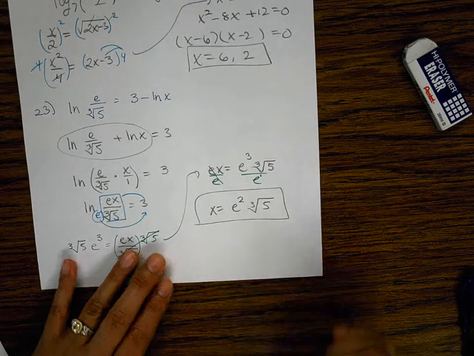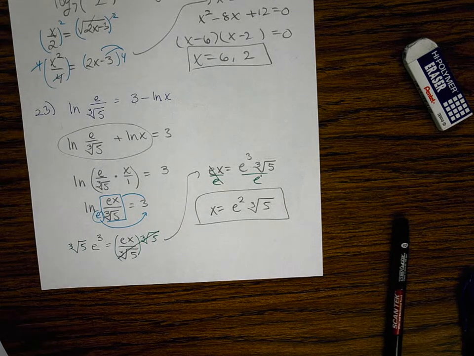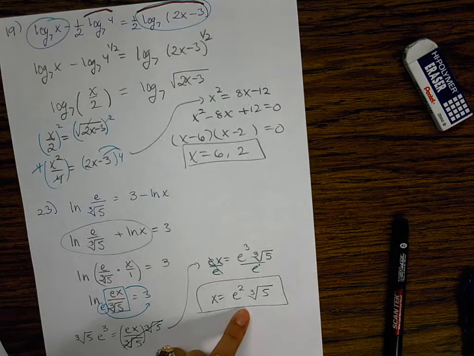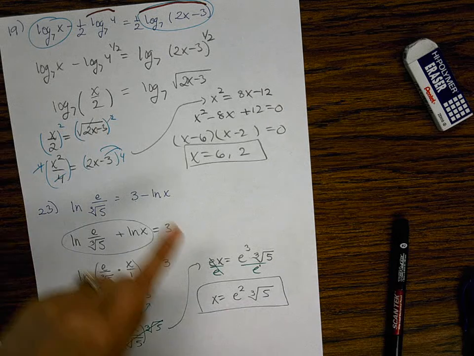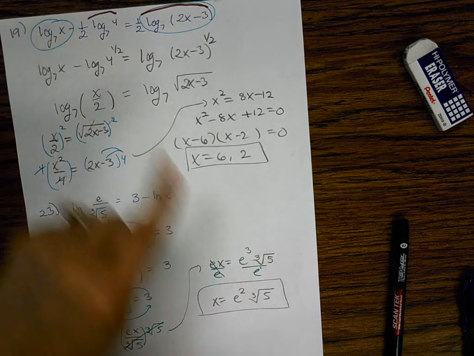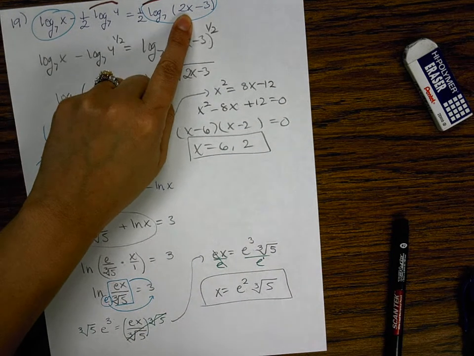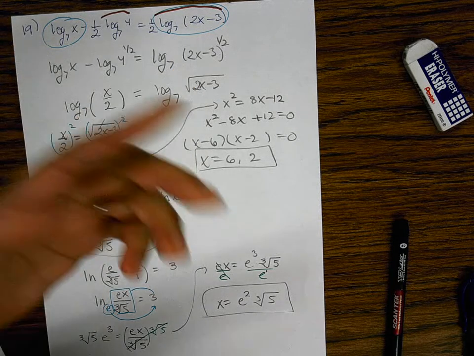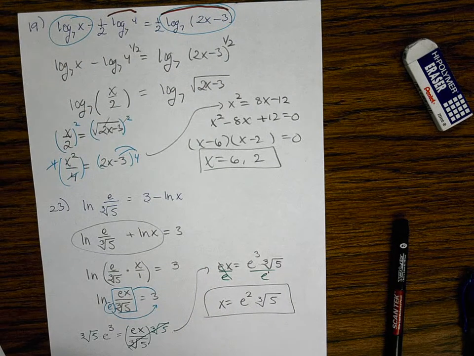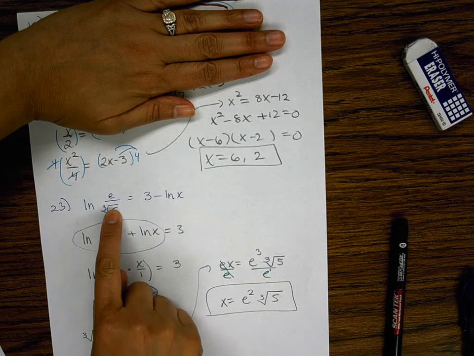E squared is positive, the cube root of 5 is positive, so this is a positive number. It's going to work there. You would have to plug it in your calculator to see what decimal it comes out to be to plug it in there. I will tell you right now it does work, but you should still test it. And I'm pointing to the wrong piece. I should be pointing here, sorry.